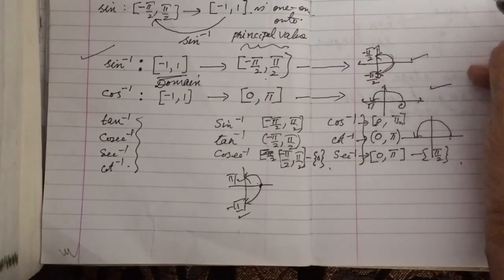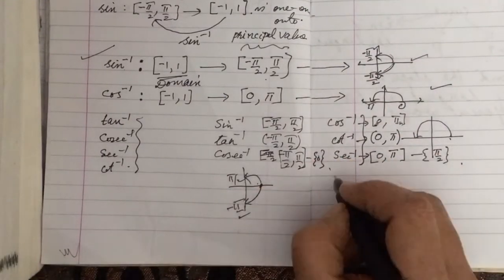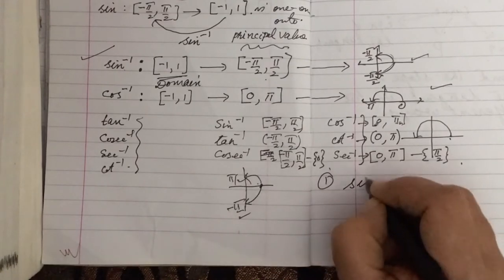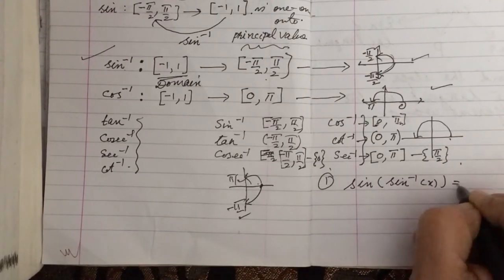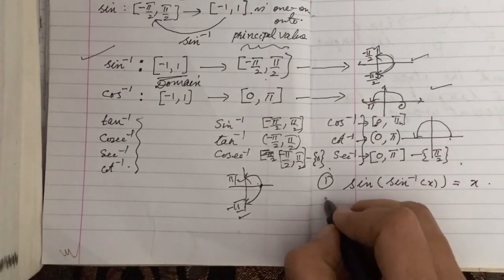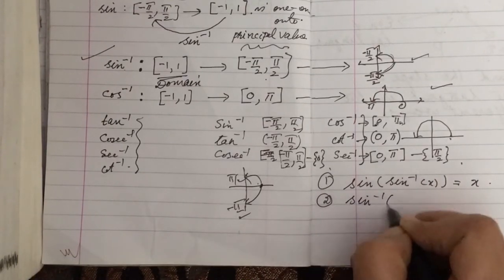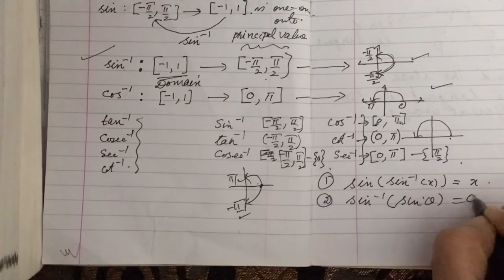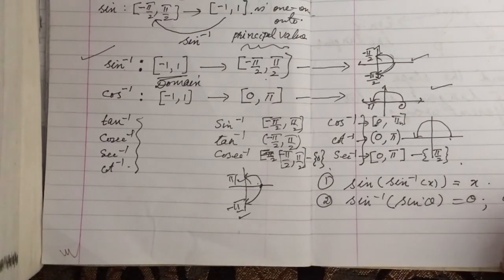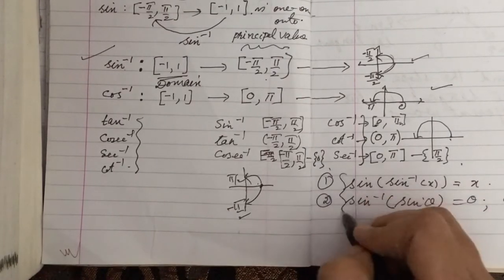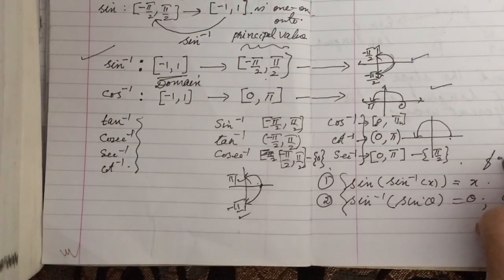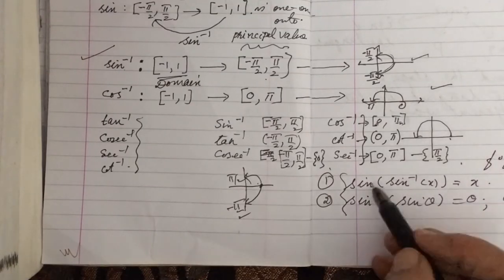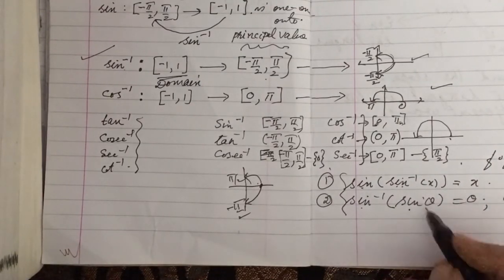Now 2-3 properties you have to just remember. The first one is sine of sine inverse x is equal to x. Second, sine inverse of sine theta is equal to theta, where theta is in the principal value branch, that is from minus pi by 2 to pi by 2. This can be extended to all the other inverse trigonometric functions, because we are using this property of f of f inverse equal to I. So sine inverse and sine theta get nullified.